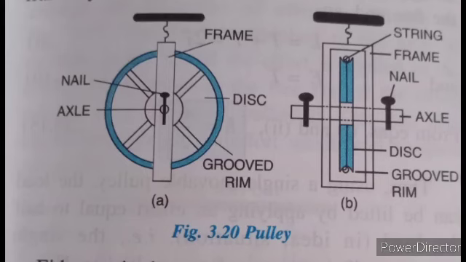Now the next one is pulley. What is a pulley? Basically, a pulley is a metallic or wooden disc with a grooved rim. A string or rope is passed around the groove at the rim. The disc rotates about an axle passing through its center. The axle is fixed rigidly to a frame by means of nails. Either a single pulley or a combination of two or more in a fixed frame is called a block, while a string that winds around the pulley in different blocks is known as a tackle.